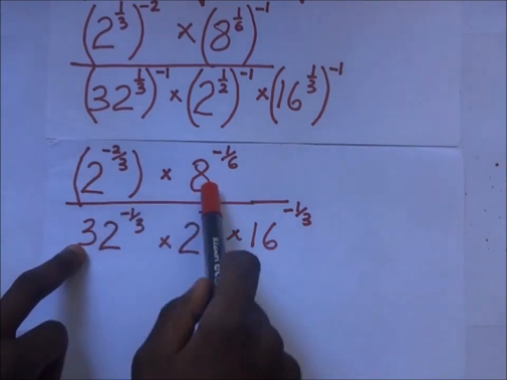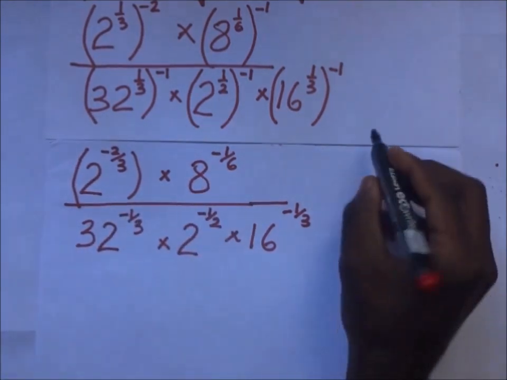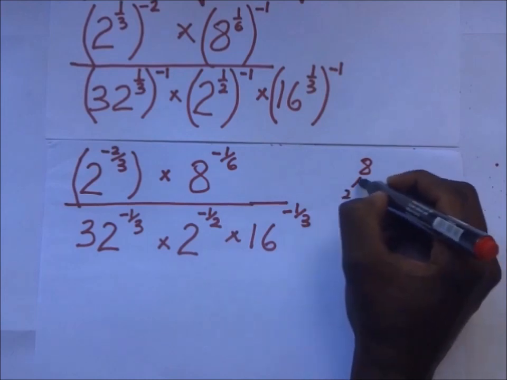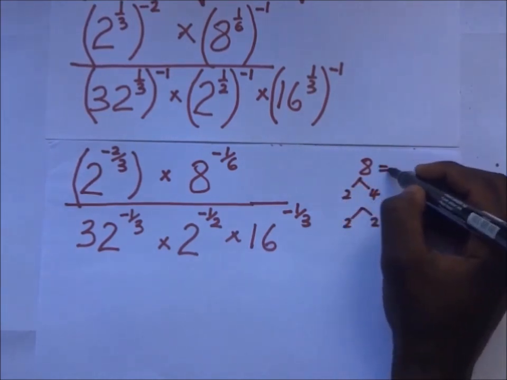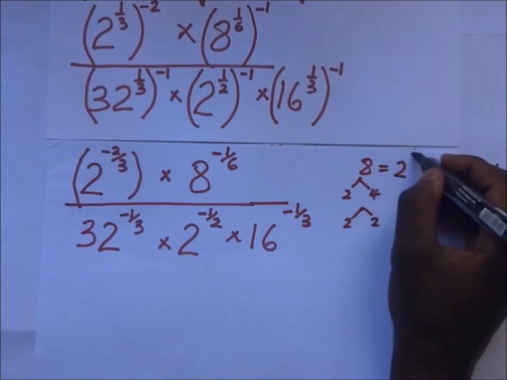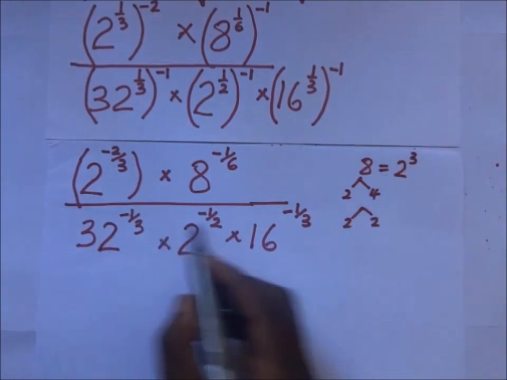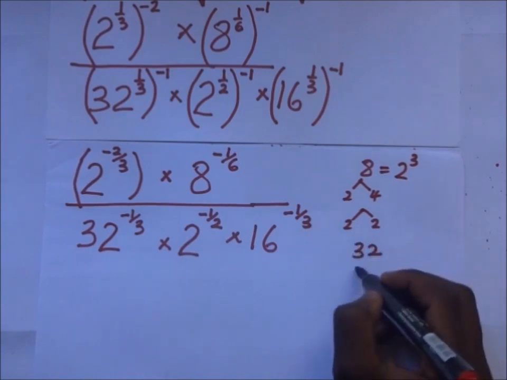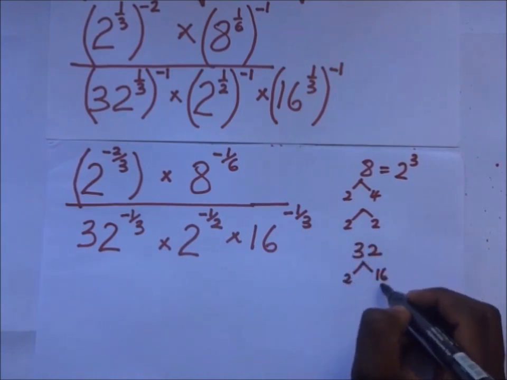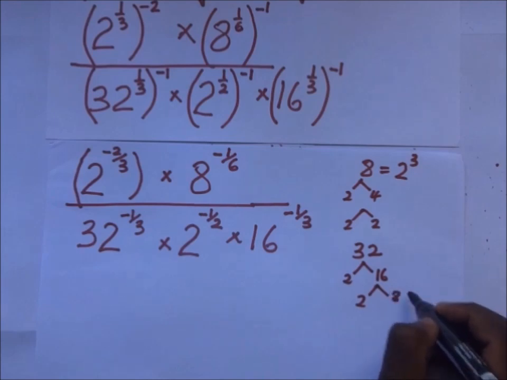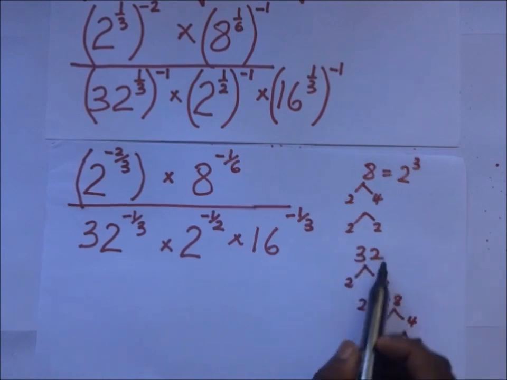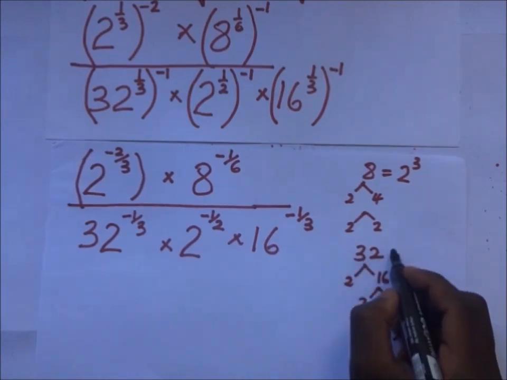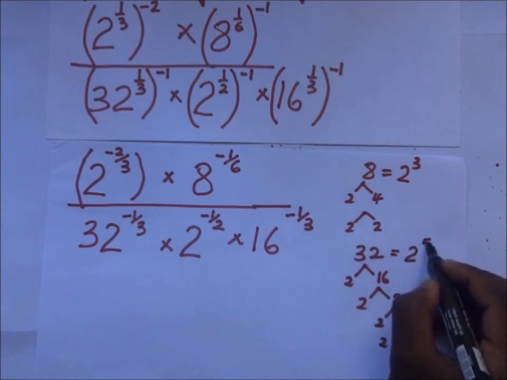So it means that we are going to take on 8. When you factorize 8, we know that 8 by 2 is 4, by 2 is 2. So 8 is the same as 2 to the power 3. Then if you look at 32, 32 by 2 is 16, by 2 is 8. Divide that by 2, you get 4, by 2 you get 2. So 32 is 1, 2, 3, 4, 5. 32 is the same as 2 to the power 5.